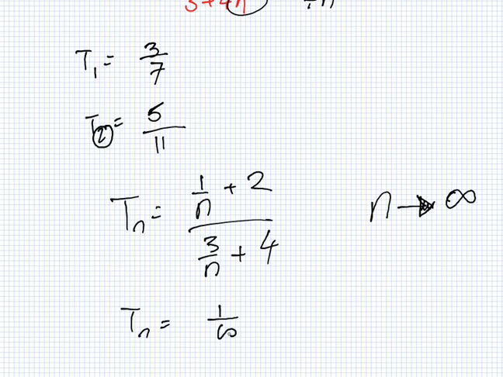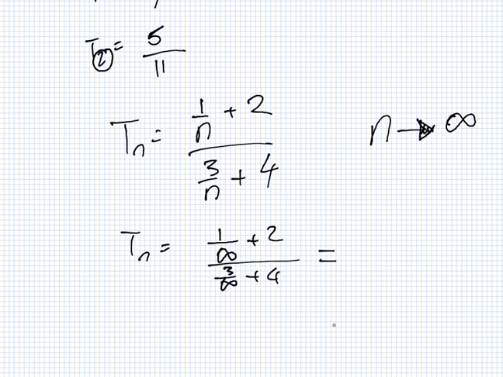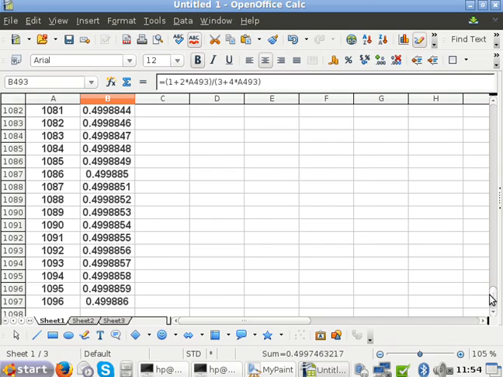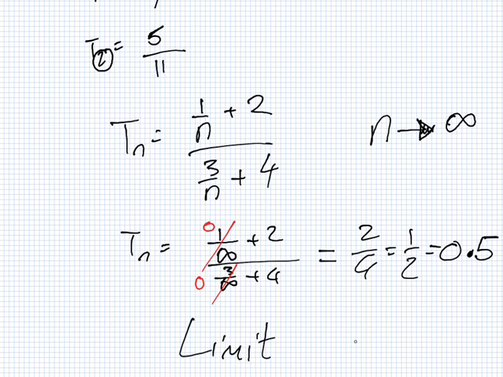Grace, if I have 1 over infinity plus 2 over 3 over infinity plus 4, what do you think that is equal to? Correct, because they're both 0, and this is equal to 2 over 4, which is 1 over 2, which is 0.5, which should not surprise you, because that's what it looks like it's trying to reach. So this is the limit. The limit is 0.5. I think it's always trying to reach it from underneath.